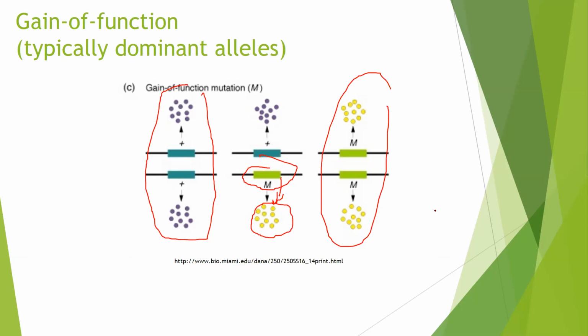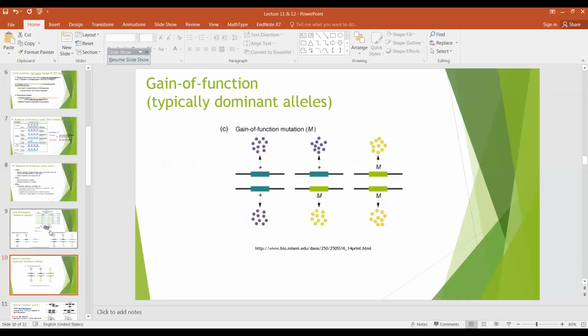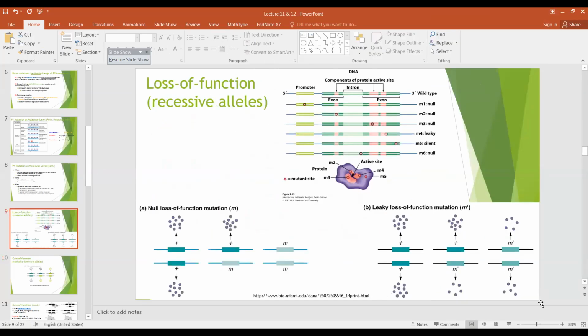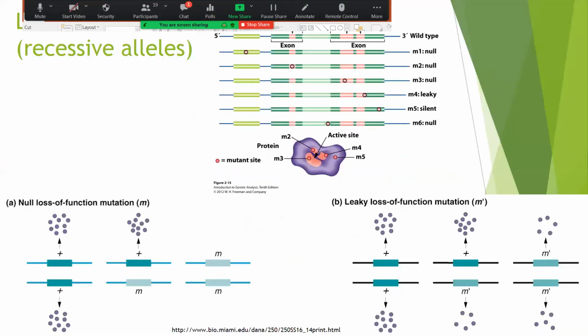Any questions so far? In terms of mutation? I had some questions about the previous slides. Previous slides here? On lecture 9 and 10.